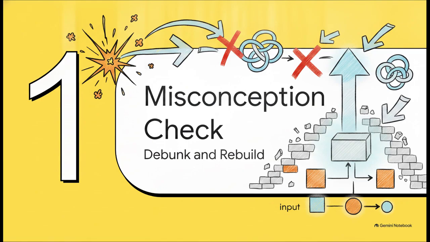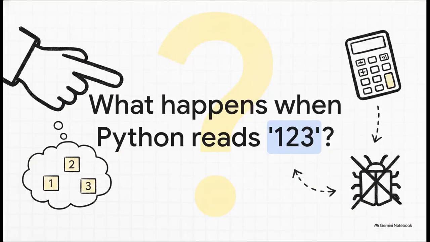Section 1. Misconception check. Debunk and rebuild. Okay. Let's dive into this by tackling probably the biggest trap new programmers fall into. Just imagine you're writing a program. You ask a user for a number, or maybe you read a file, and Python sees the characters 1, 2, and 3. Right away, our human brains look at that and go, that's 123. I can add that, I can subtract it, I am ready for some math.